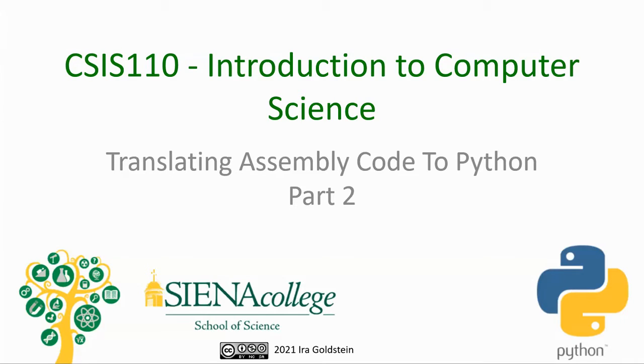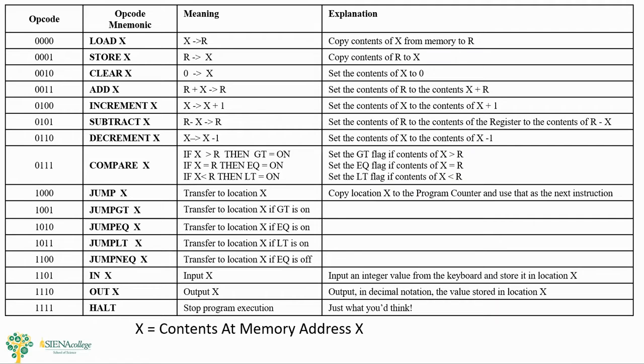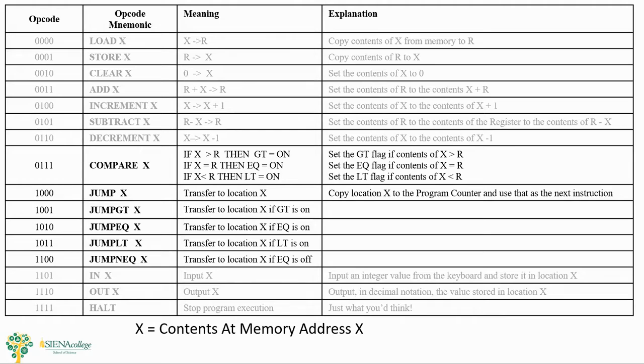This is part 2 of translating assembly code to Python. In this video, we're going to look at the compare and the jump assembly language instructions. This is a list of all of the instructions that we'll be using in our course. In this video, we will look at compare and the various jumps.